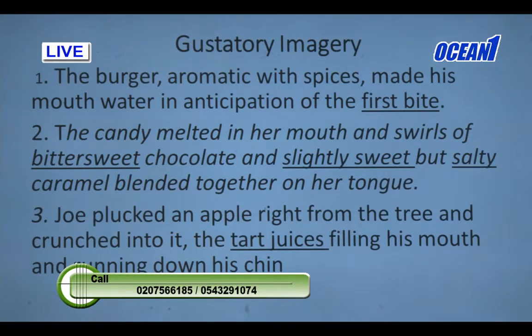Now to the second one. The candy, you know, candy is to do with food, tasting, melted in her mouth. If you've ever taken candy that melted in your mouth, you can imagine. And swirls of bittersweet chocolate. So here you can even imagine how the bittersweet chocolate will be. This time you are not imagining hearing it, you are not imagining seeing it, but you are imagining tasting it.